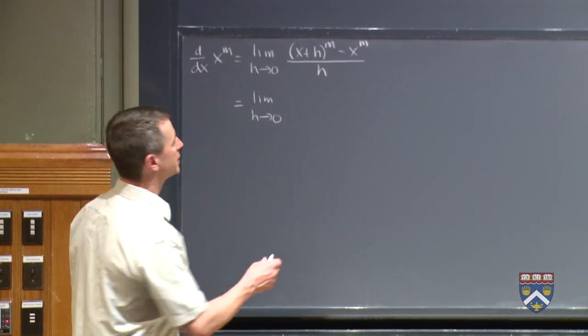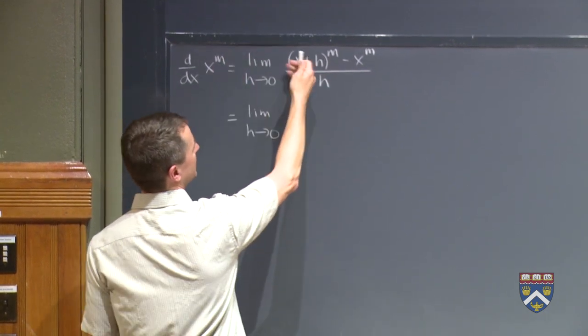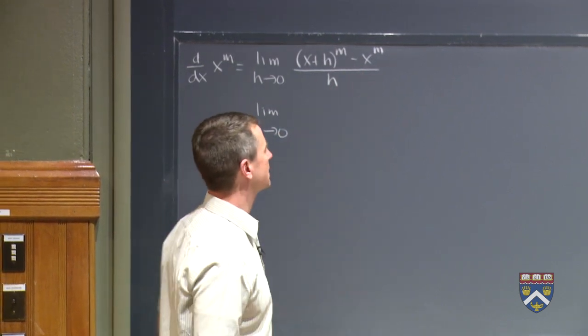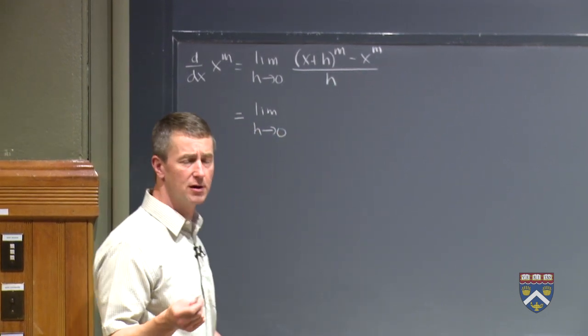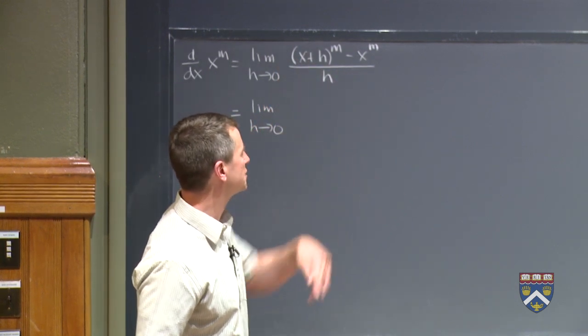When in doubt, what do we do? We go back to the limit definition. If this is our function f of x, then f of x plus h is x plus h to the m, and f of x is x to the m. So when we did this for quadratics, and I think on your homework you had a cubic, what you next did was you multiplied this all out.